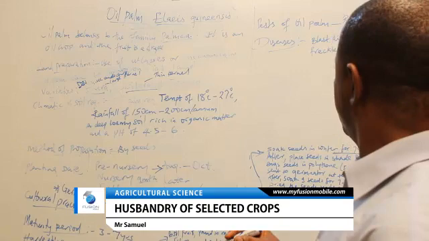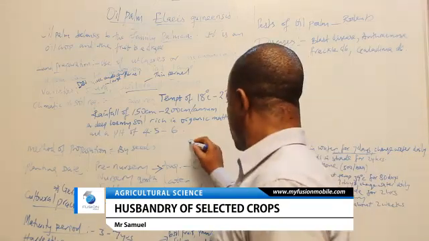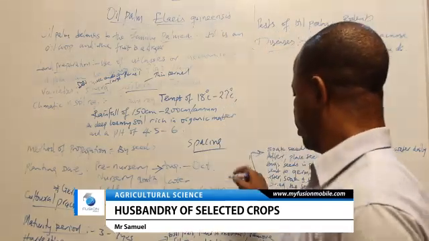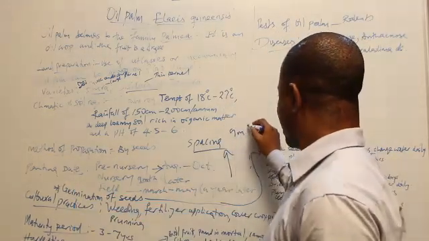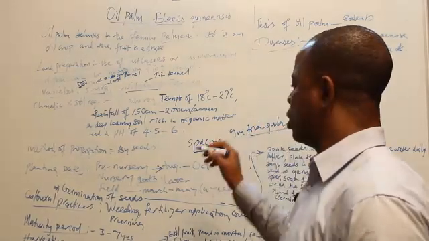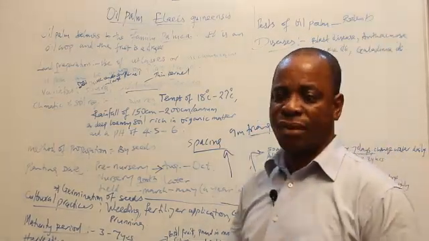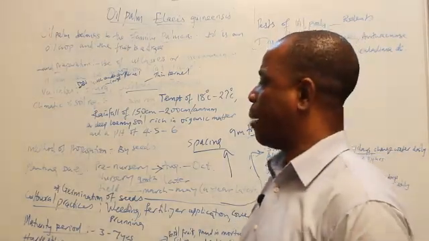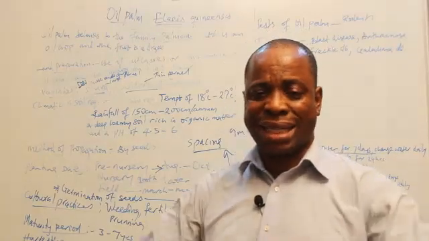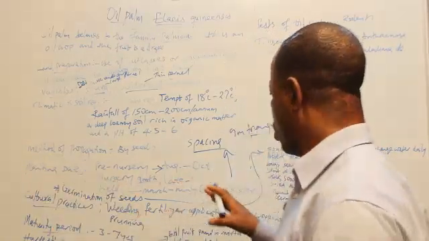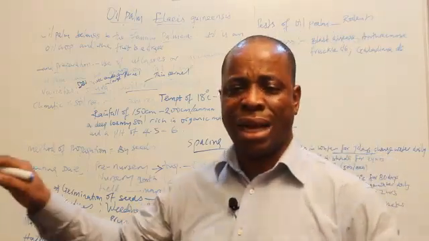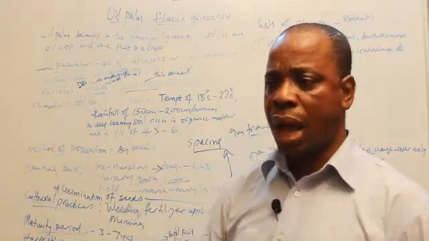The spacing. The spacing on the field is 9 meter triangular. That means the way we space oil palm is different from other crops. Other crops are planted in rows and columns, like a matrix or a rectangle. But oil palm is planted triangularly. You don't plant it in rows and columns.